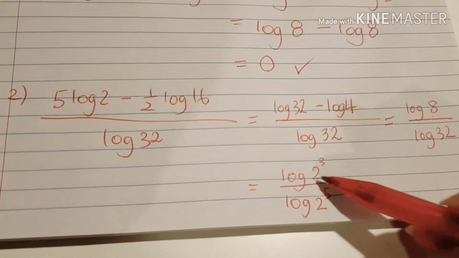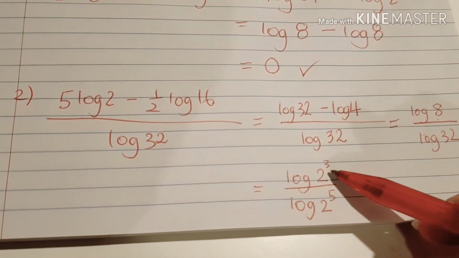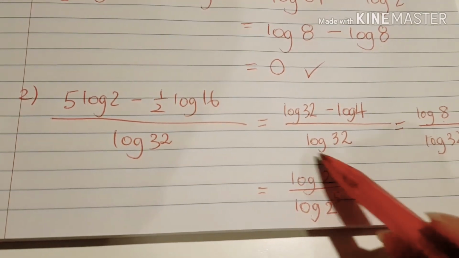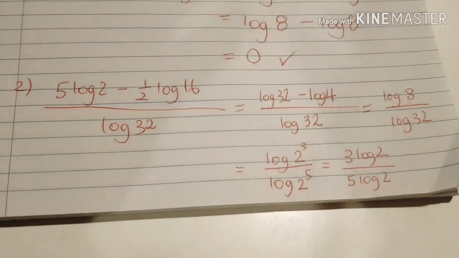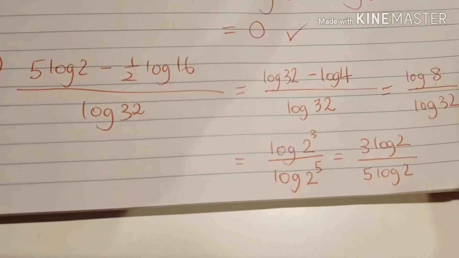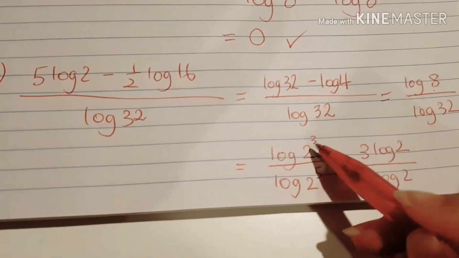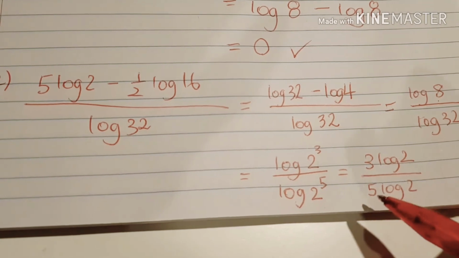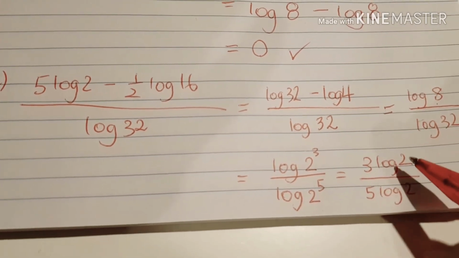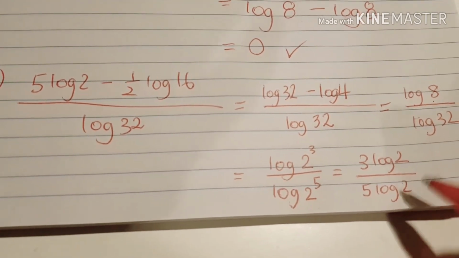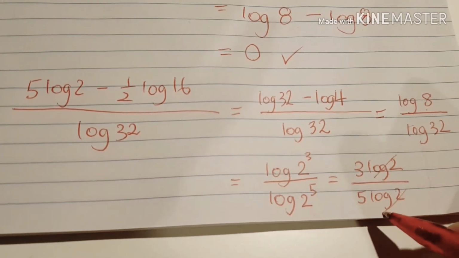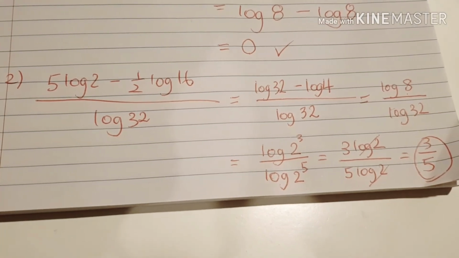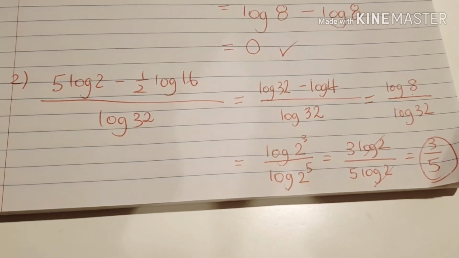As I pull back up the power, I can also pull this down. I pulled it down: 3 times log 2, 5 times log 2. Log 2 is the same thing, so I can cancel them out. What will be my final answer? Yeah, there you go, 3 over 5.